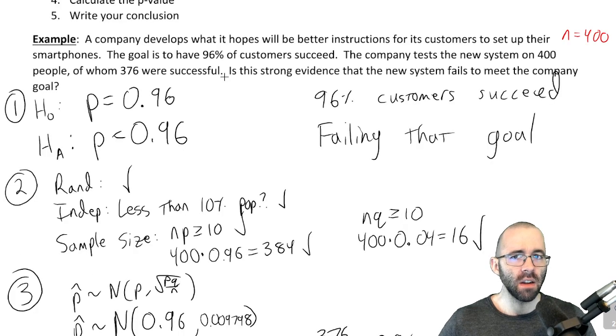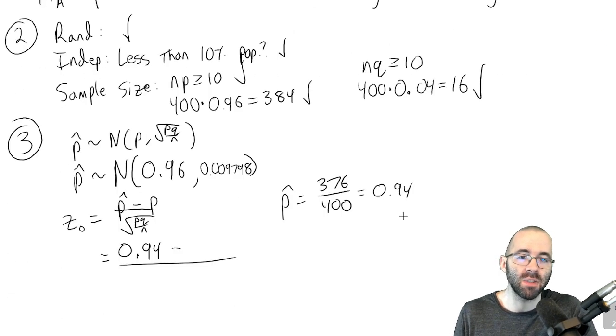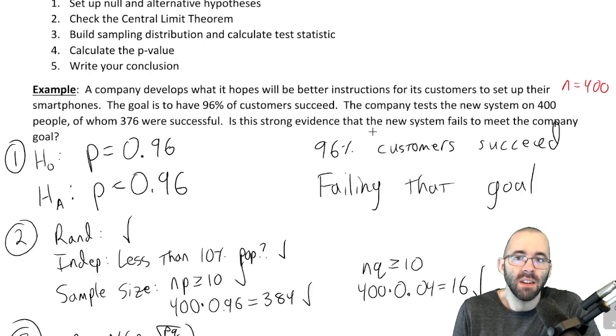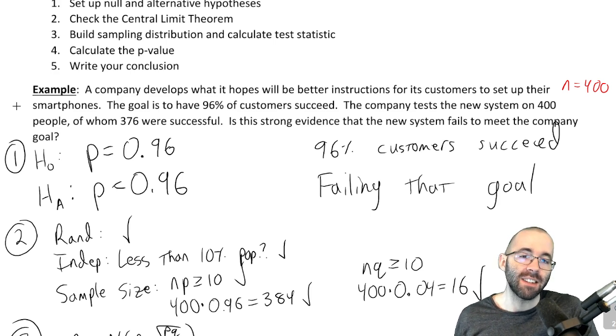Remember what we're doing here. We're trying to check whether we failed. We're trying to check whether we're less than 96%. So again, our sample definitely was less than 96%. Our sample was 94% success. But was that just due to randomness? Or do our instructions just actually suck? That's what we're really asking here. Is this strong evidence that we're failing? I know we failed, but did we just fail because of randomness and unluckiness? Or did we fail because we're really less than 96%?